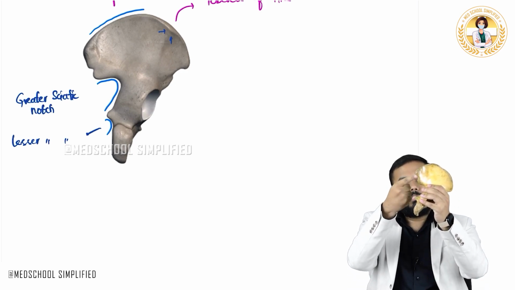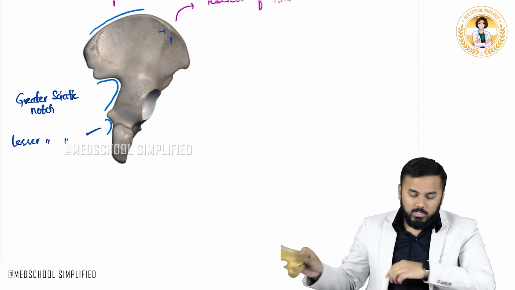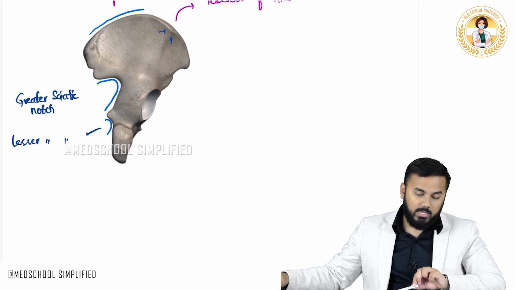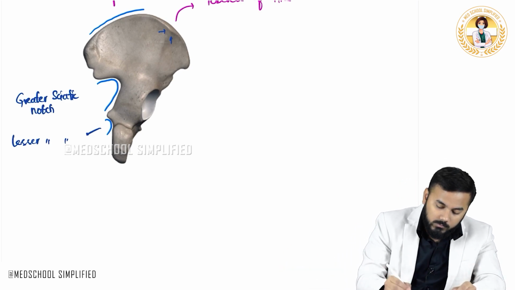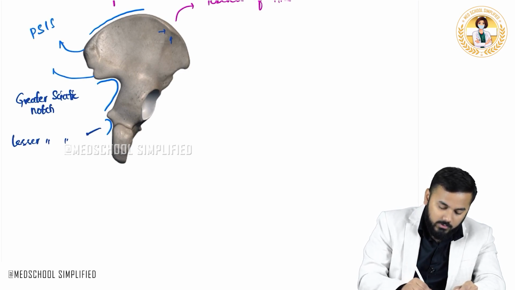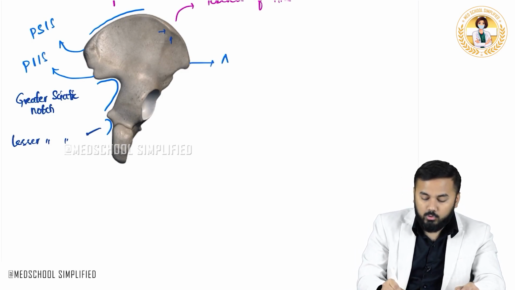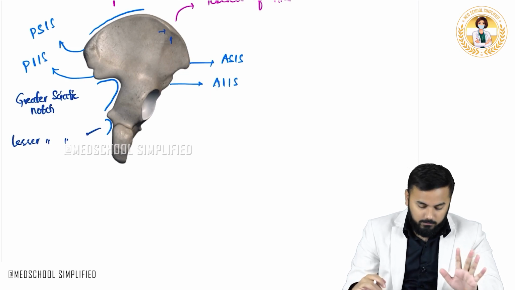I hope you can see these two projections here, right? Upper one and lower one. The same projections are over here. So this one over here is called the posterior superior iliac spine and this one is called the posterior inferior iliac spine. And on the anterior side, look, this is the anterior superior iliac spine and this is the anterior inferior iliac spine. Okay, right.